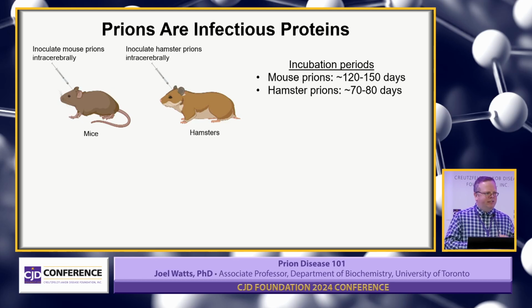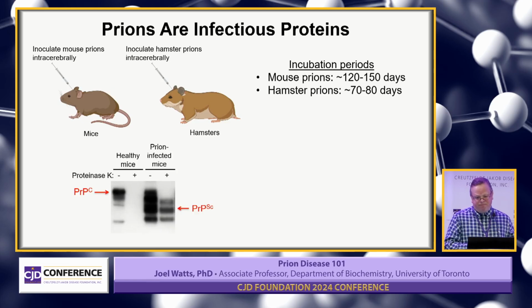So with mice, it takes about 4 to 5 months after you inject them with prions for them to develop disease. Hamsters, much faster, less than 3 months. And you say, why don't you use hamsters all the time? Well, hamsters are a bit of a pain to deal with in the lab, and they're more expensive. And mice you can genetically manipulate much more easily than hamsters. And so mice have really been the preferred laboratory animal for studying prion disease.